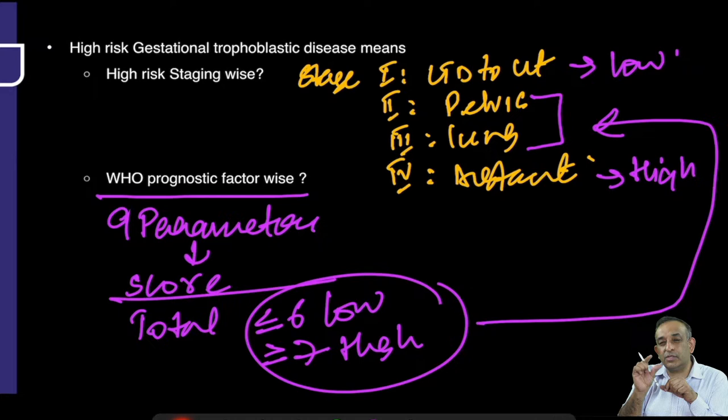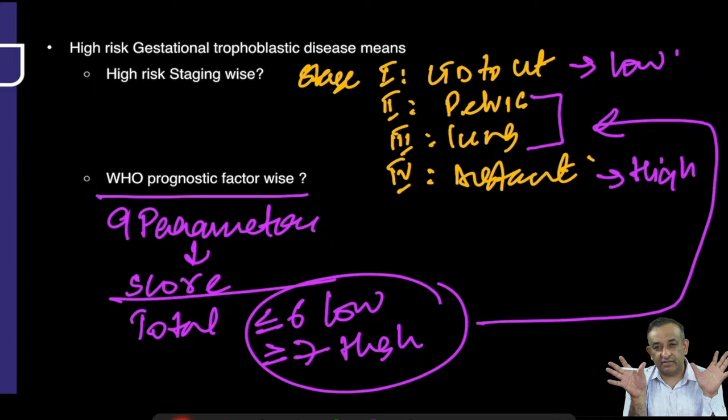The marks for each parameter have never come in an exam. They'll give you that it is involving the liver and the brain, so it is high risk, because more marks are given. So they may help you with that information. But how do you do the low risk and high risk? Stage 1 is low risk, stage 4 is high risk. End of discussion. Stage 2 and stage 3 depend on the WHO prognostic scoring system.